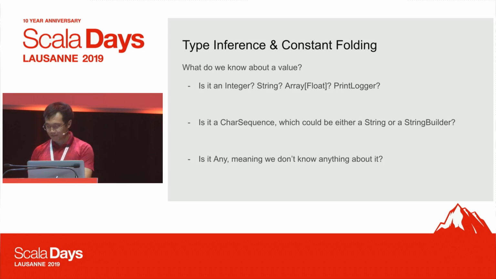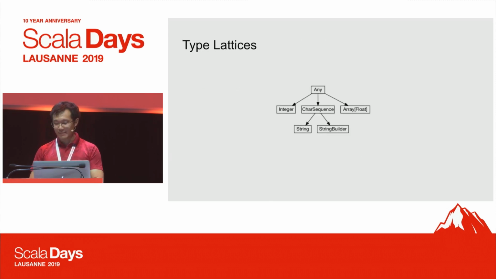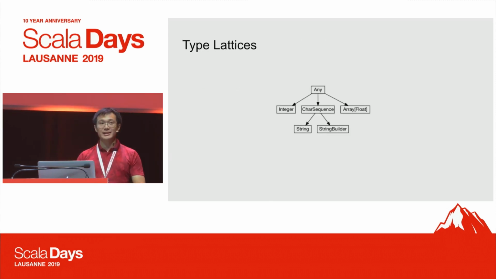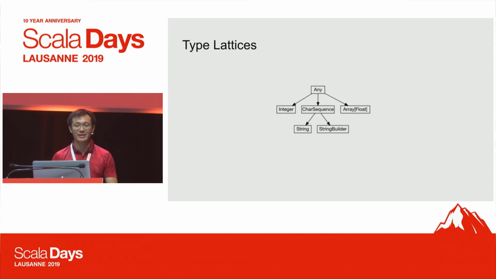So talking about type inference, types are usually modeled as a lattice. So here's a simplified type lattice: any, integer, char sequence with either string or string builder, and an array of floats.